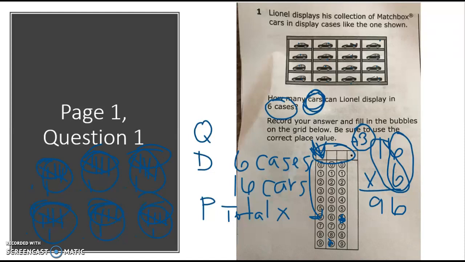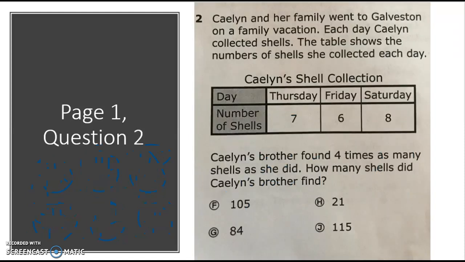We're going to go ahead and take a look at page 1, question 2. It says, Kaylin and her family went to Galveston on a family vacation. Each day, Kaylin collected shells. The table shows the number of shells she collected each day. Kaylin's brother found 4 times as many shells as she did. How many shells did Kaylin's brother find?